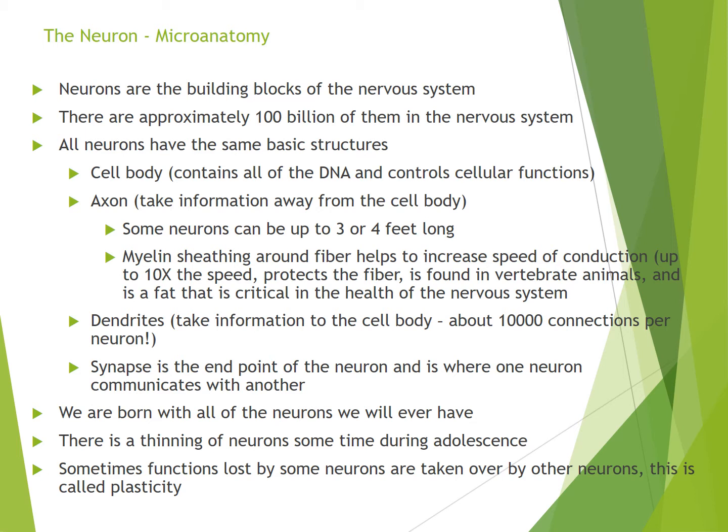There are about 10,000 dendrites per neuron, which makes up 1 times 10 to the 15th connections in the nervous system, a staggering amount of connections. We're born with all the neurons we'll ever have, although synaptogenesis, that is, creation of new synapses, happens throughout the lifespan. There are periods of time in childhood and adolescence where thinning occurs, that is, neurons that aren't used are pruned away. But the idea that some neurons can take over functions of others is fairly important, and that's called plasticity.